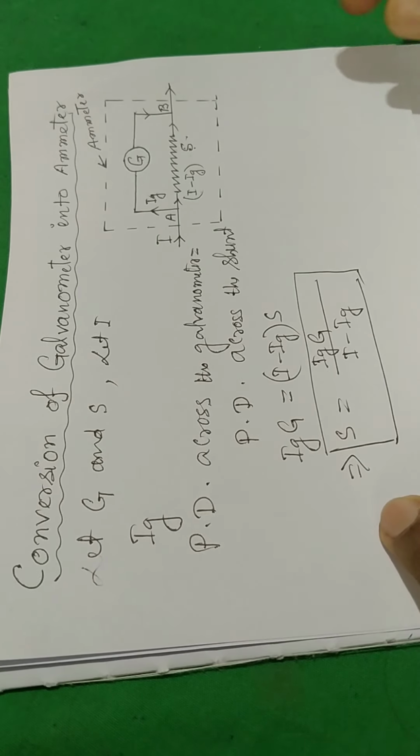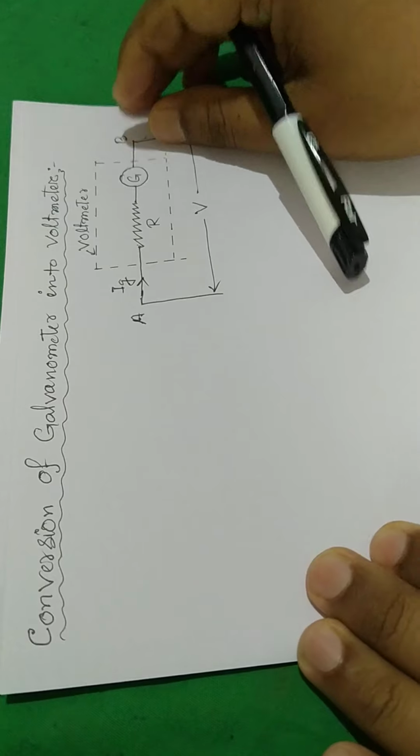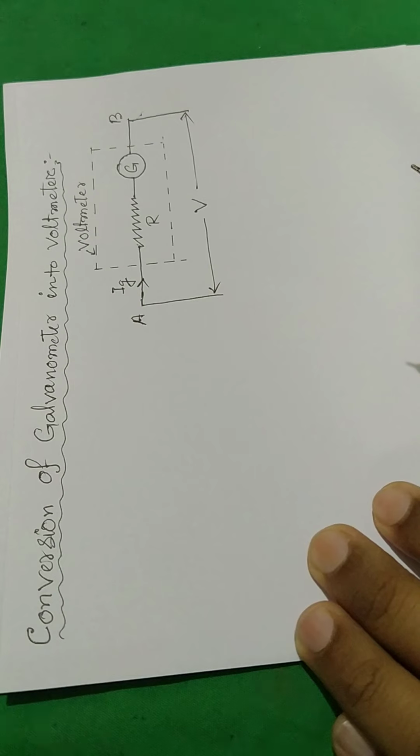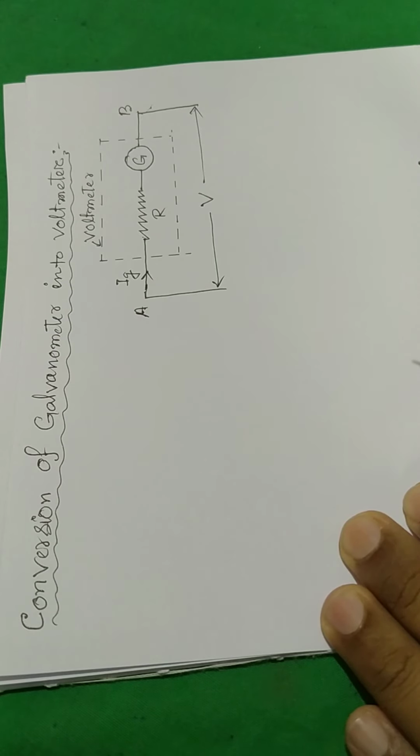Now we are going to convert galvanometer into voltmeter. What is a voltmeter? A voltmeter is an instrument used to measure the potential difference across the two ends of a circuit element. A galvanometer can be converted into a voltmeter by connecting a large resistance in series to the galvanometer.